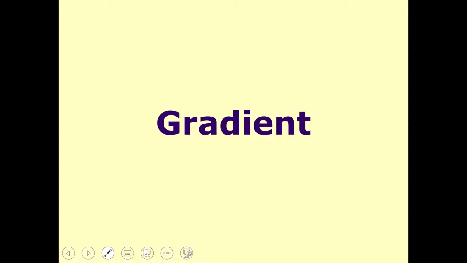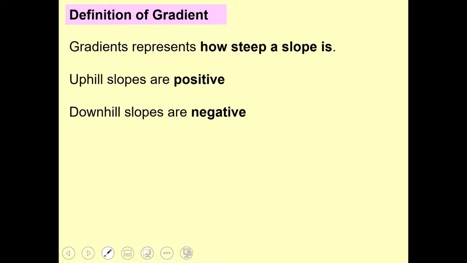Today we're going to be looking at gradient, and we're going to look at some examples of gradient and how to calculate it. So first, a definition of what gradient is. Gradients represent how steep a slope is. So uphill slopes are positive, downhill slopes are negative.